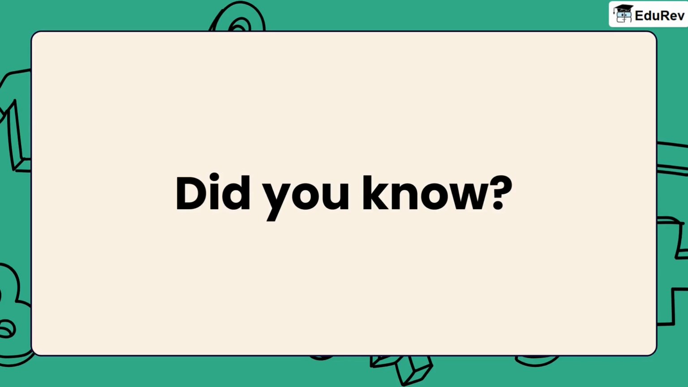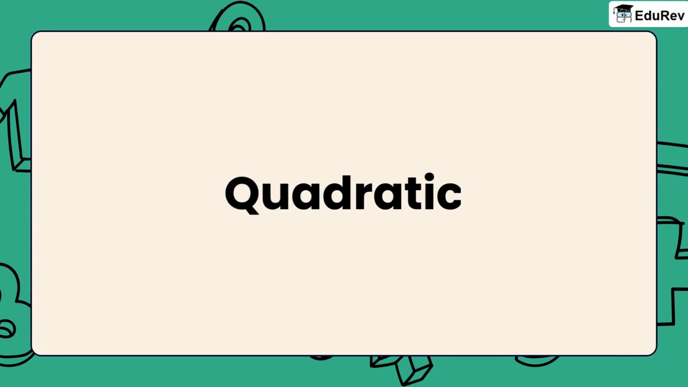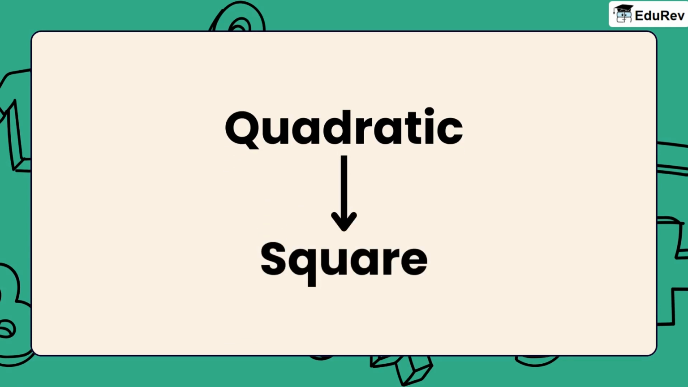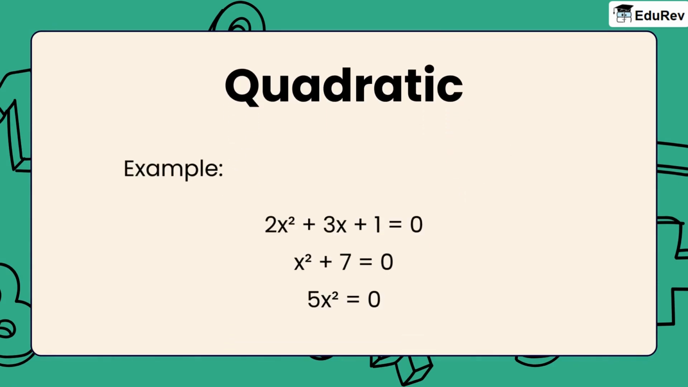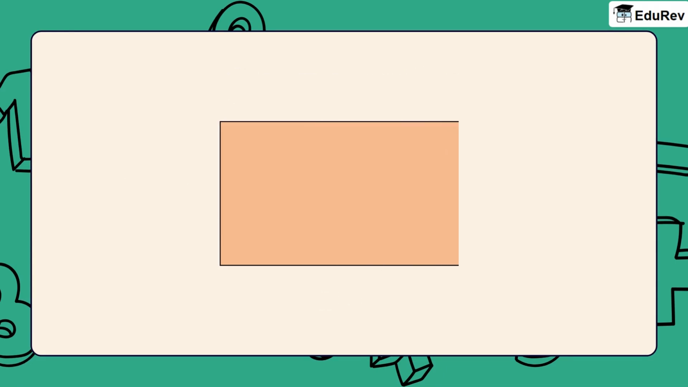Did you know? The word quadratic was derived from a Latin word which means square. So, in algebra we use quadratic equation to refer to any equation with the highest power of 2. For example, 2x² + 3x + 1 = 0, x² + 7 = 0, 5x² = 0.